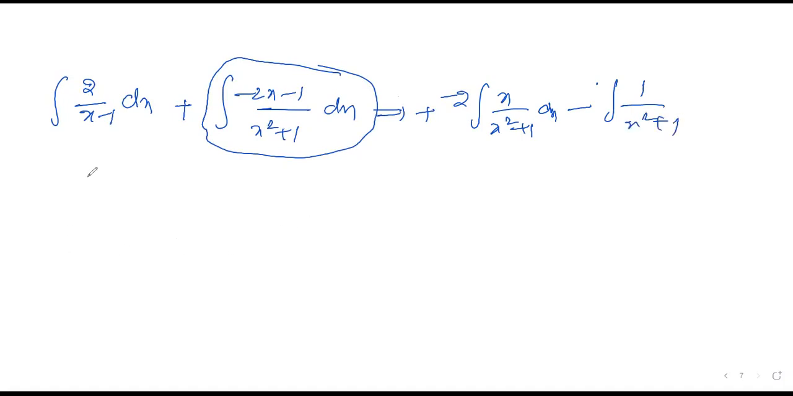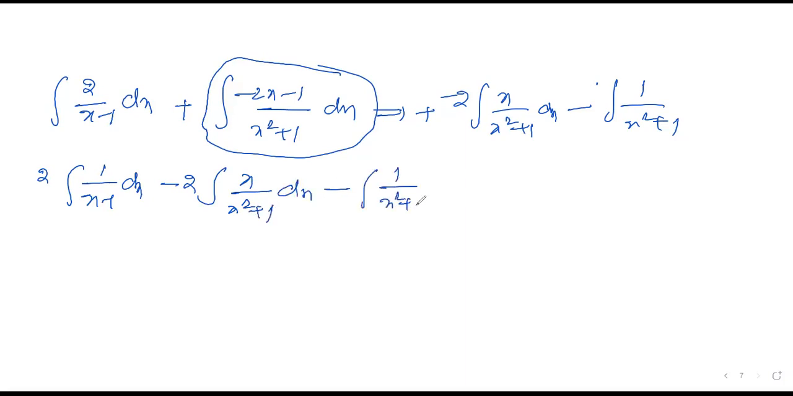I'll try to rewrite it very simply. I should take 2 common out. I'll take it as 2 by 1 by x minus 1 into dx, minus 2 I took common, x by x square plus 1 into dx, minus 1 by x square plus 1 into dx. I wrote nothing wrong in that.